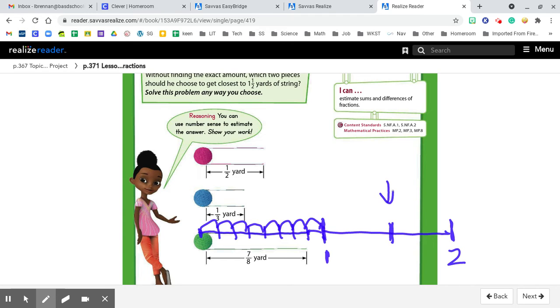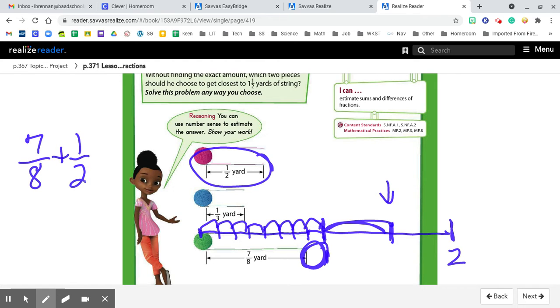So what piece should we bring over to get us closest to 1.5? You can see we need quite a bit of a distance here, and a half would put us here. That would give us another half. We'd still have a missing piece right here. But if you had to estimate which would get closest, you could say 7/8 plus 1/2 would get us closest, but a little bit less than 1.5. So using a number line is a strategy.